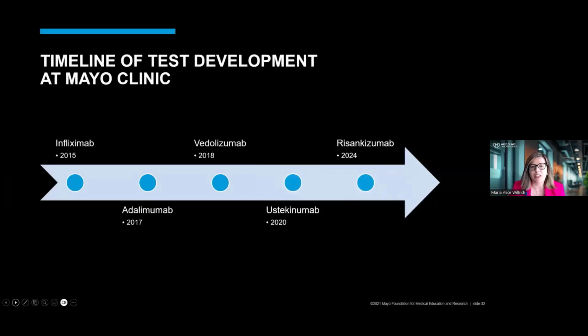This is the timeline of test development at Mayo Clinic. The first biologic test we brought live was in 2015, was for infliximab, followed by adalimumab, vedolizumab, ustekinumab, and risankizumab. So they follow the timeline when the drugs were brought to the market.